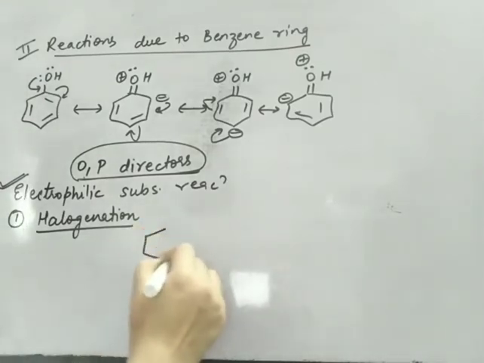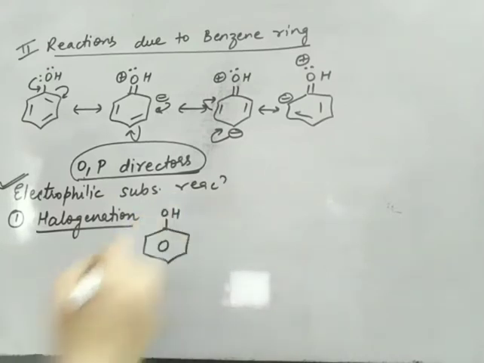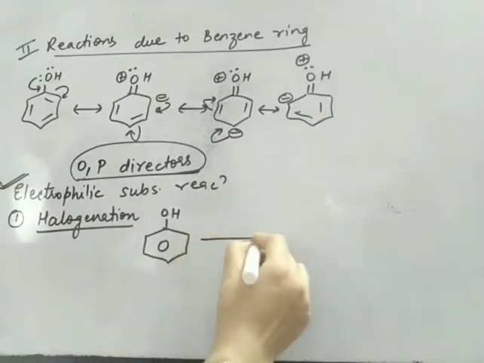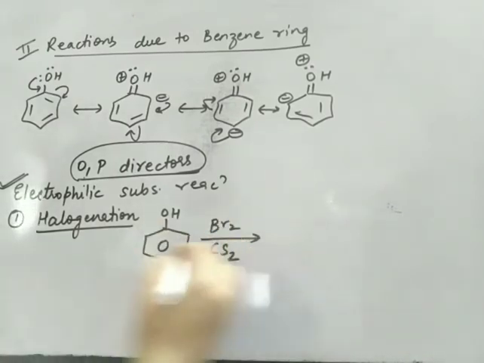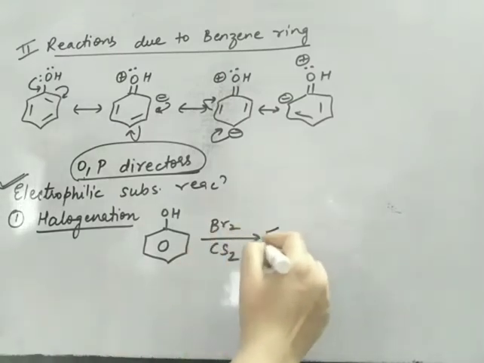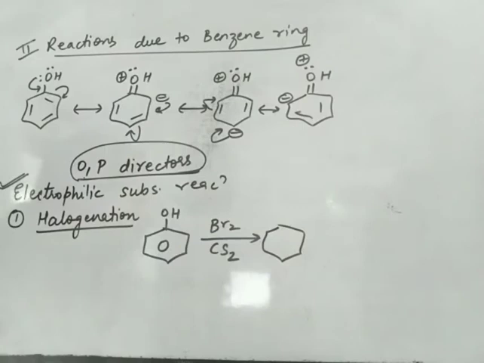So first we are going to discuss halogenation. Now this is my phenol. So if halogenation is done, suppose bromination is done, now I will take the solvent CS2, carbon disulfide here. Here anhydrous AlCl3 is not required because phenol is already an activating group.